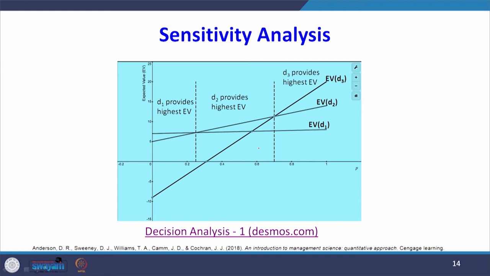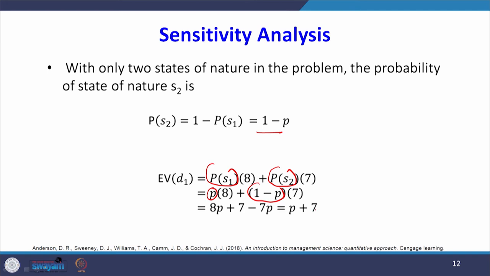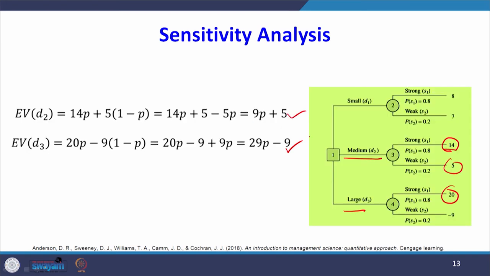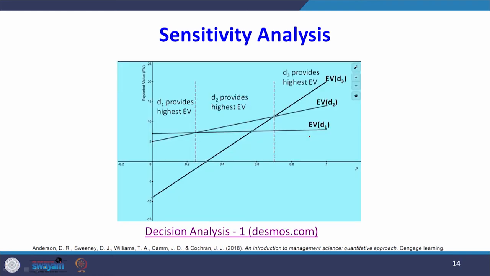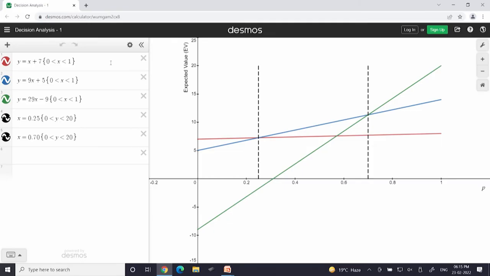So what I am going to do, with the help of Desmos, is solve these three equations, EVD1, EVD2 and EVD3, by plotting them in a graph. See, the first equation is EVD1 equal to p plus 7, but in Desmos we have to use only two variables, y and x. So, EV1 I have written as y, and p I have taken as x. So, y equal to x plus 7, and we know x is the probability, which should be 0 to 1. We have plotted that as the red color line. The second one, y equal to 9x plus 5, that is nothing but EVD2 equal to 9p plus 5, that we have drawn as the blue line.